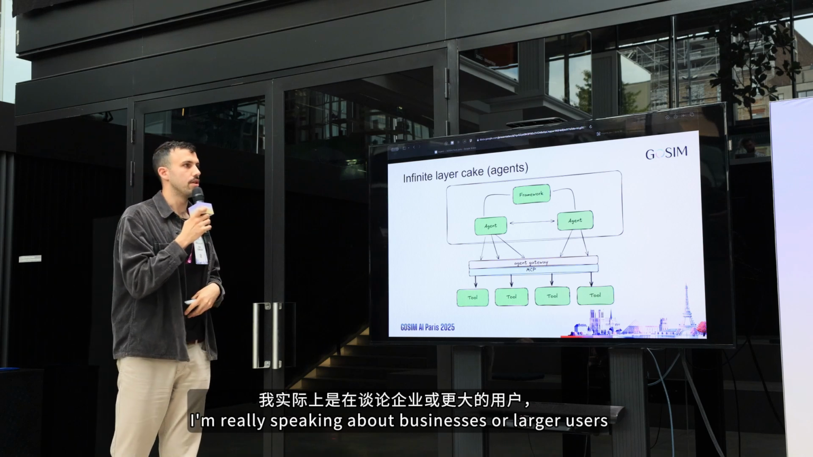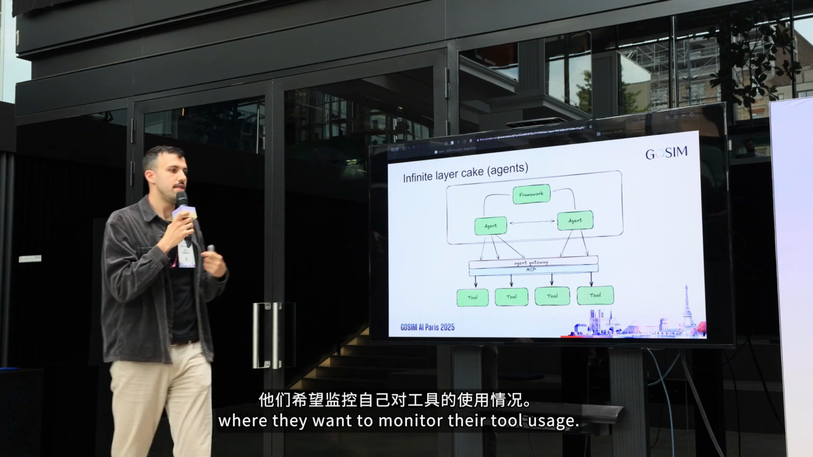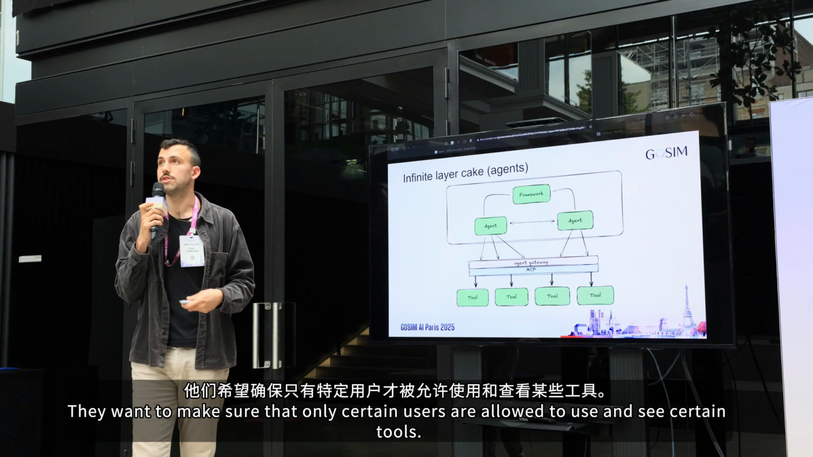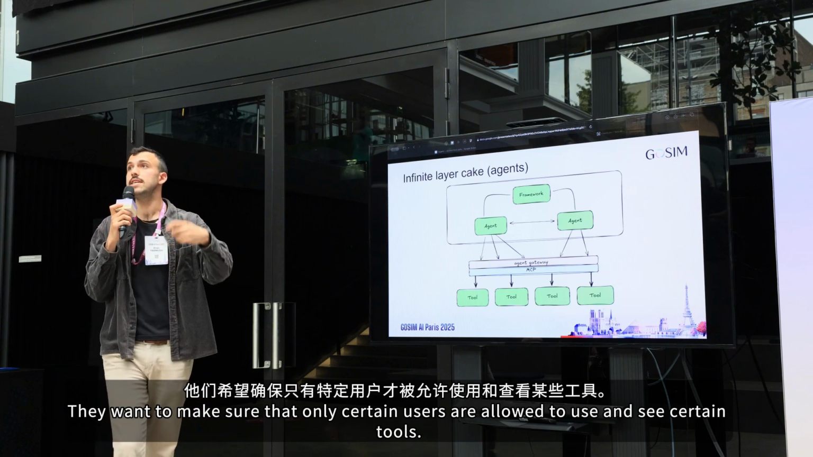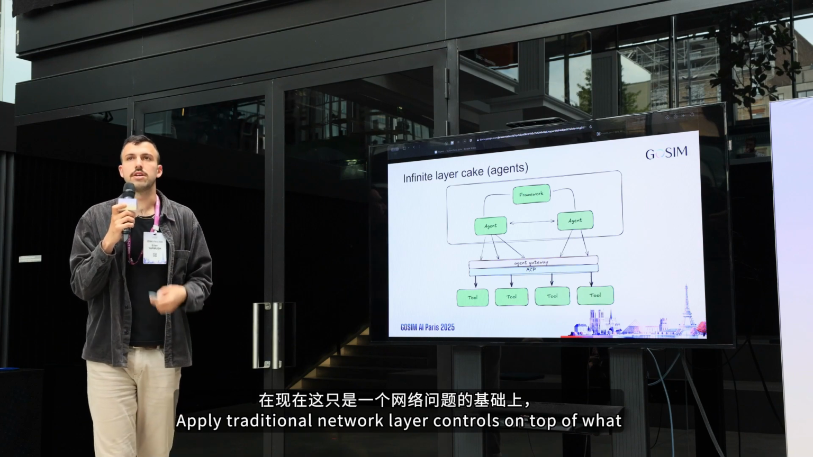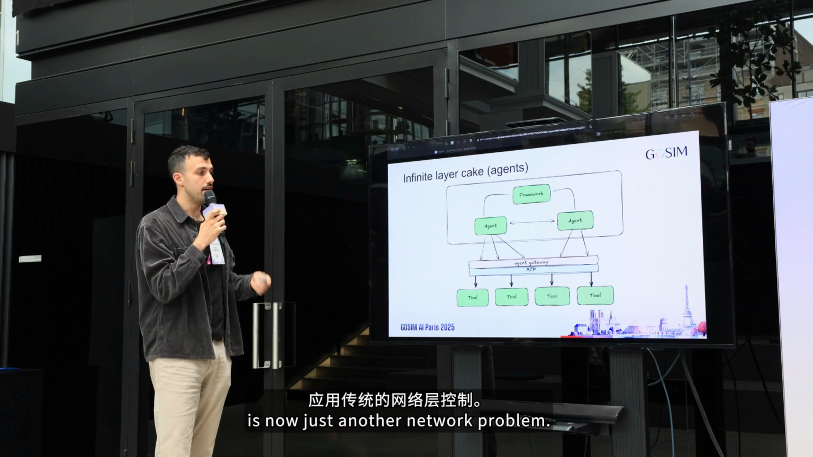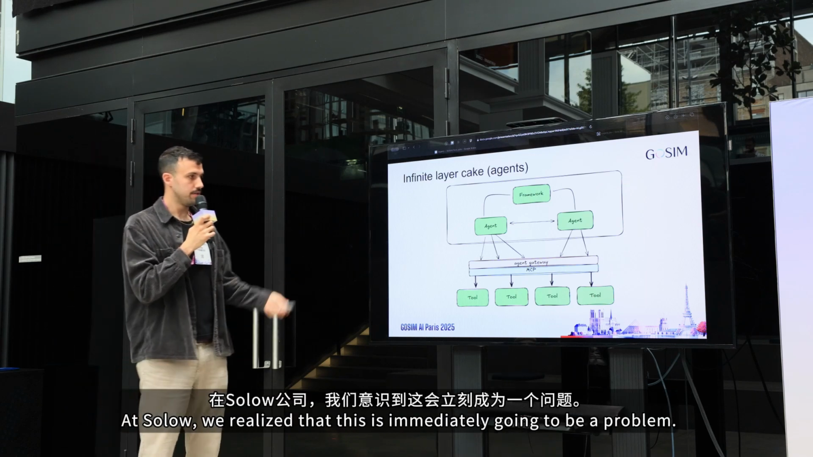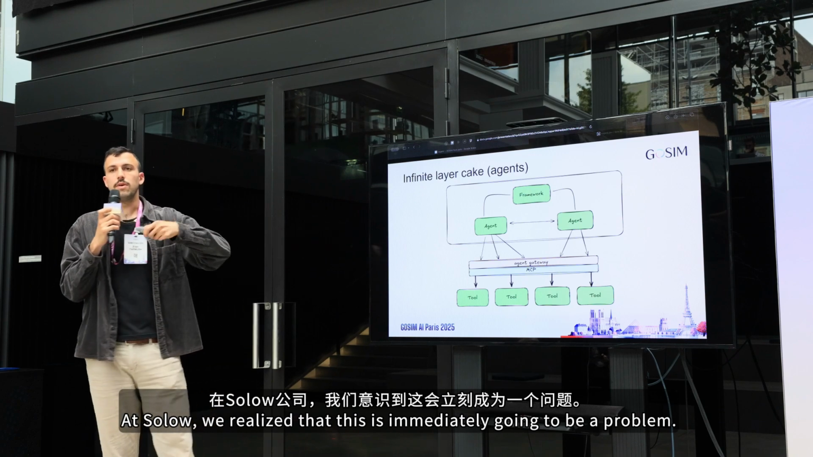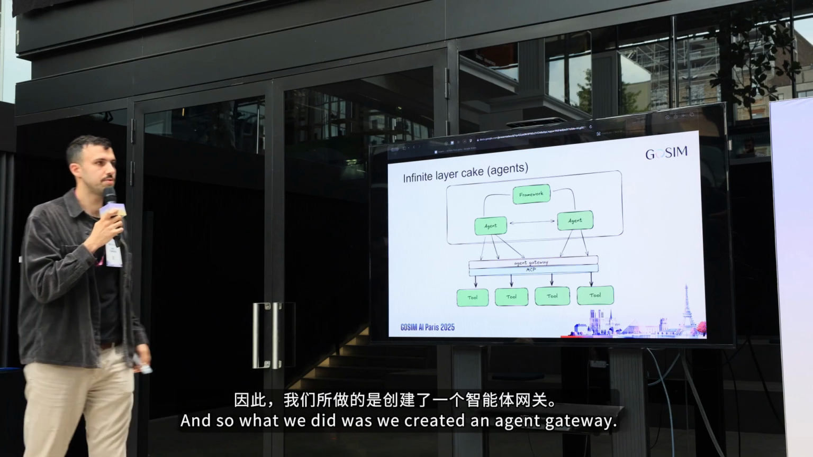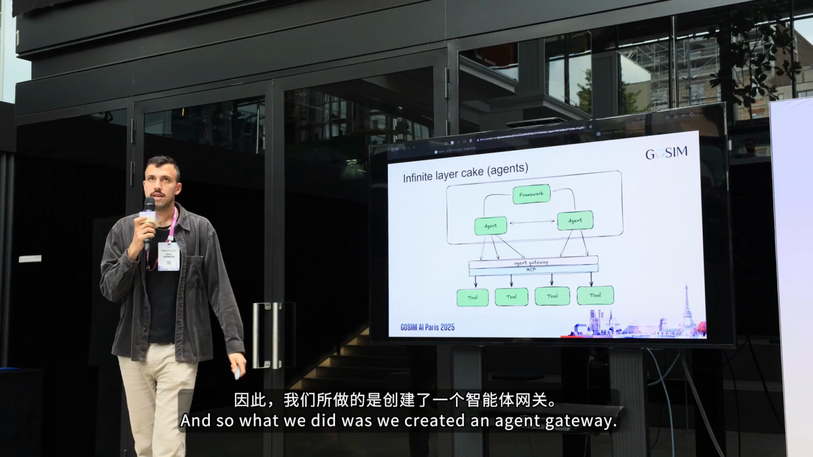I'm really speaking about businesses or larger users where they want to monitor their tool usage. They want to make sure that only certain users are allowed to use and see certain tools, and apply traditional network layer controls on top of what is now just another network problem. So at Solo, we realized that this is immediately going to be a problem, and so what we did was we created an agent gateway.